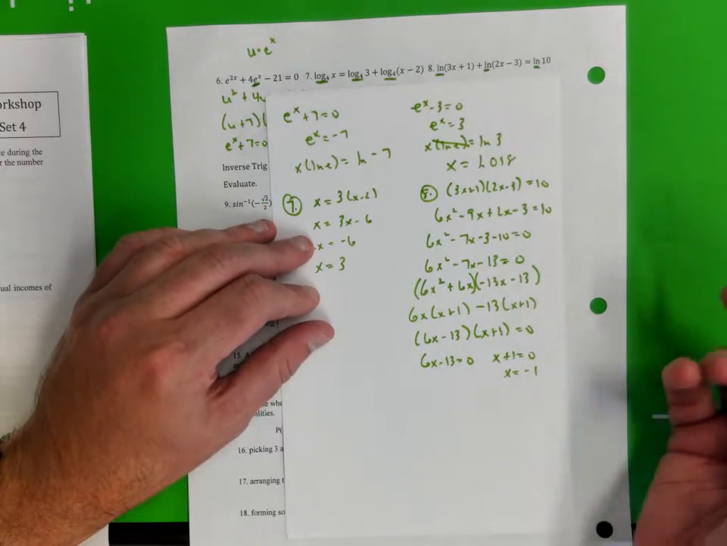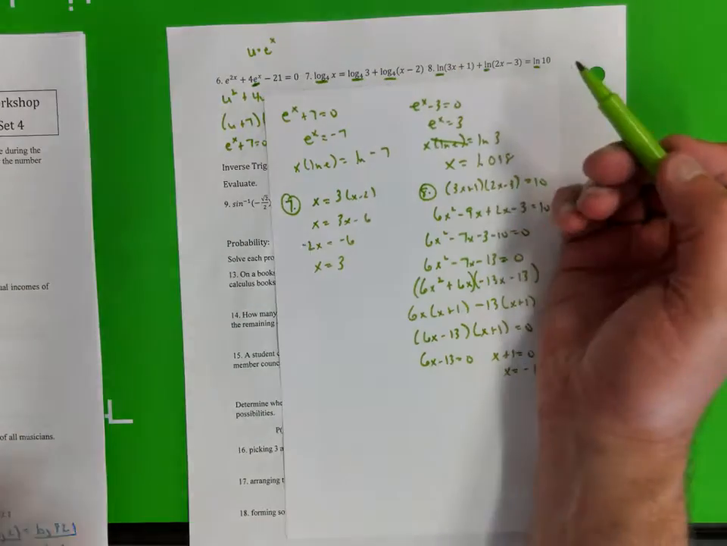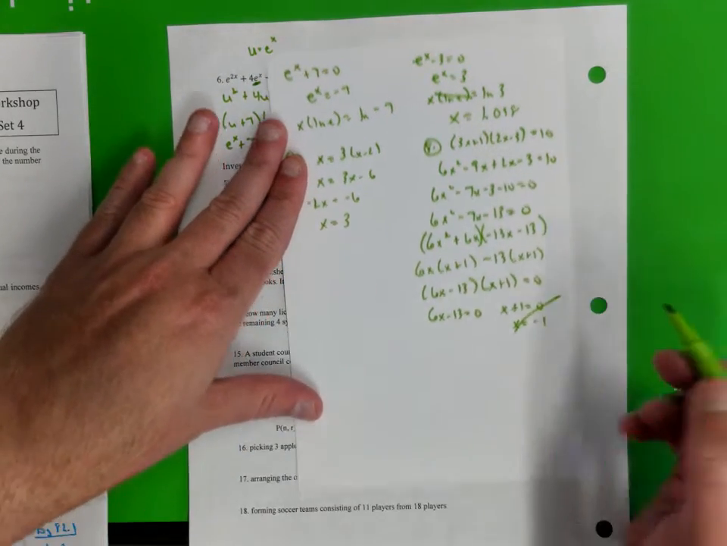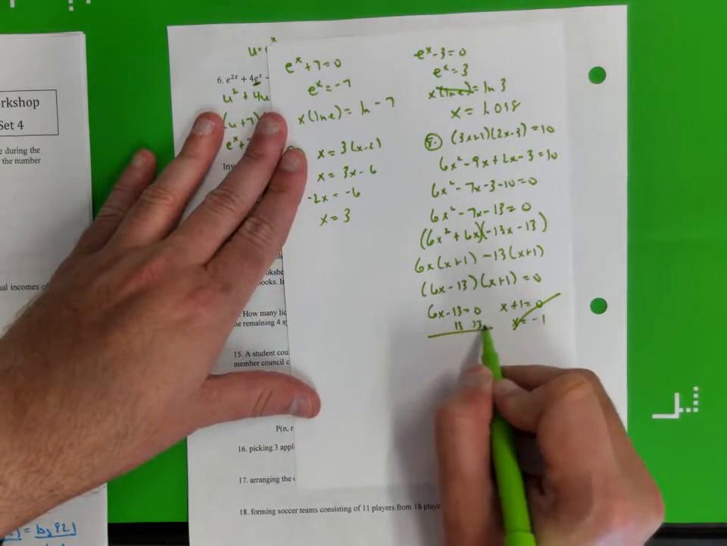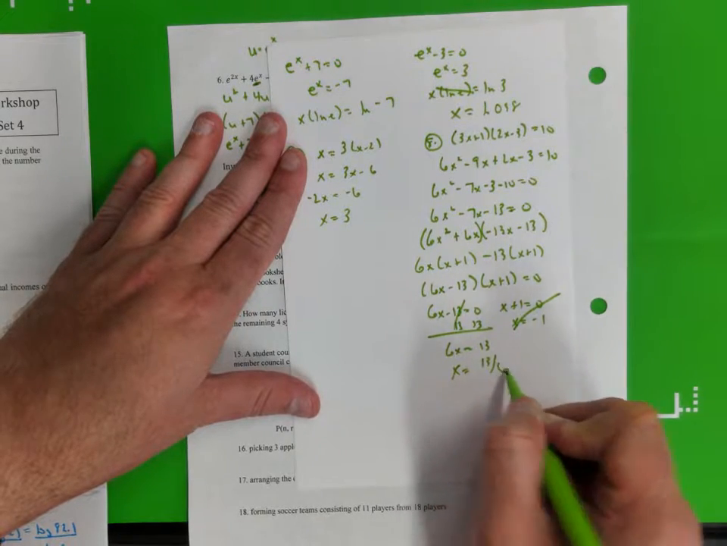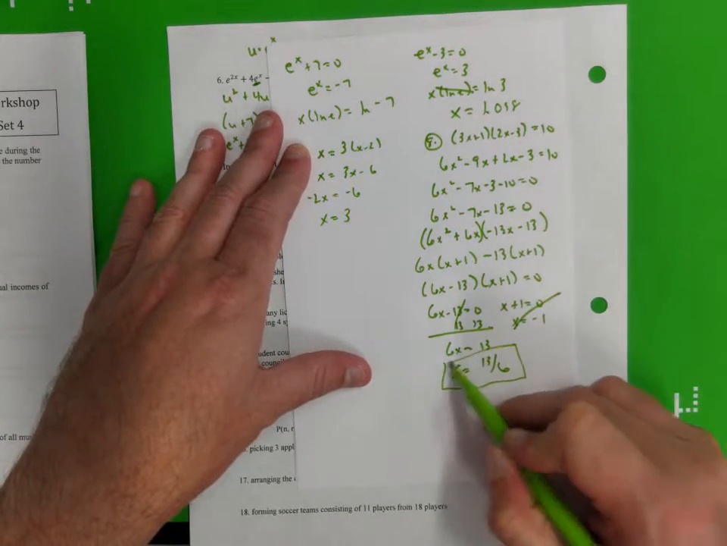Well, I'll go back to my original problem. If I put negative 1 in here, 3 times negative 1 is negative 3 plus 1 is a negative 2. Are logs defined for negative numbers? No. Move this over here. I get x equals 13 over 6. Am I good with that? Yes. So that's my only answer.